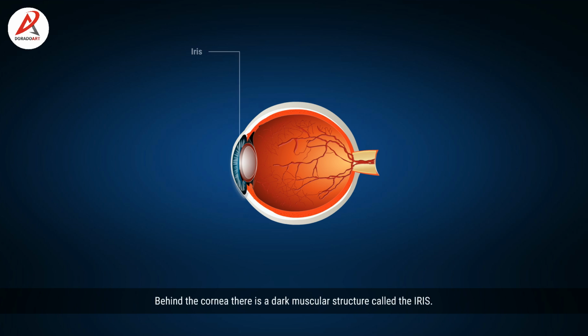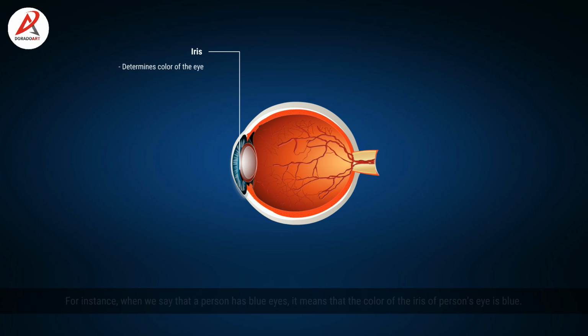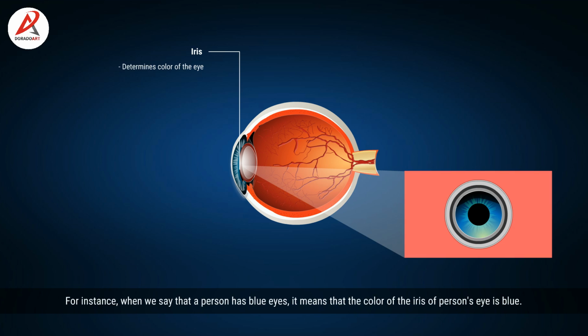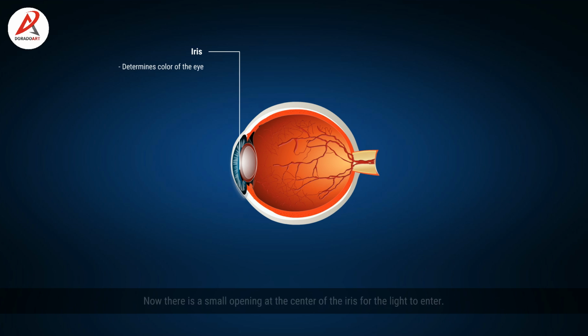Behind the cornea there is a dark muscular structure called the iris. The iris determines the color of the eye. For instance, when we say that a person has blue eyes, it means that the color of the iris of the person's eye is blue. Now there is a small opening at the center of the iris for the light to enter. Do you know what it's called? It is called the pupil.